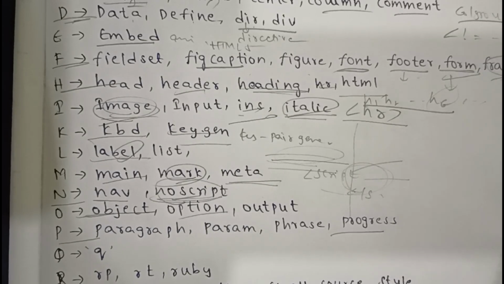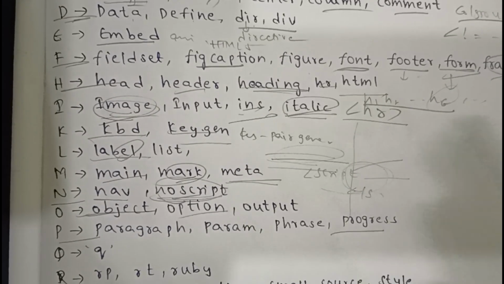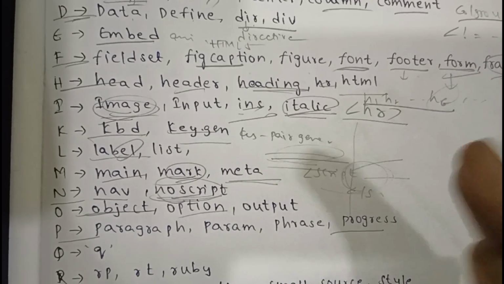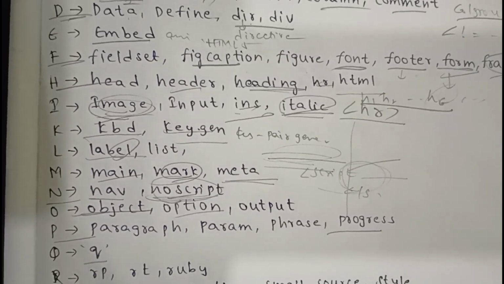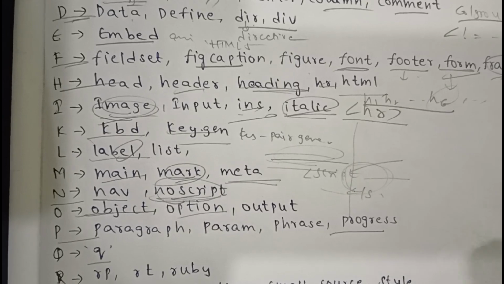It also defines how much work is done and how much is left. We will be seeing that. Okay. Next, Q. Q is a tag which is used for quotation.